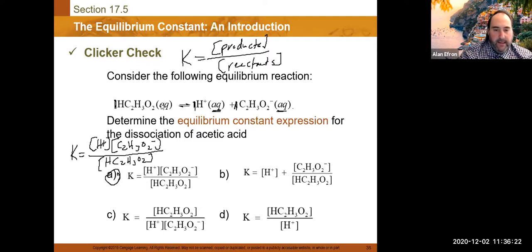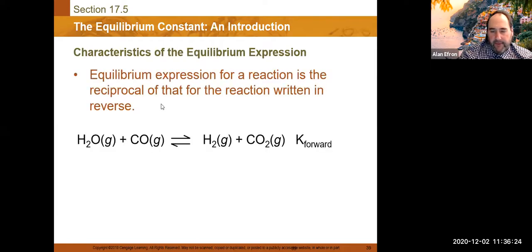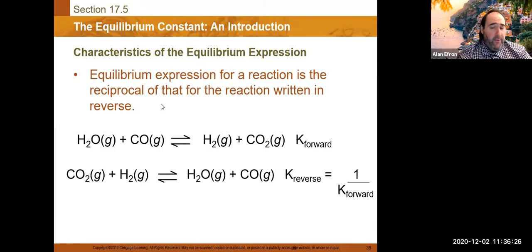All right. So let's talk a little bit about what happens if you manipulate the reaction. There are occasions where sometimes you do have to reverse a reaction, or maybe multiply a reaction by a common number. So let's talk about what happens with that.